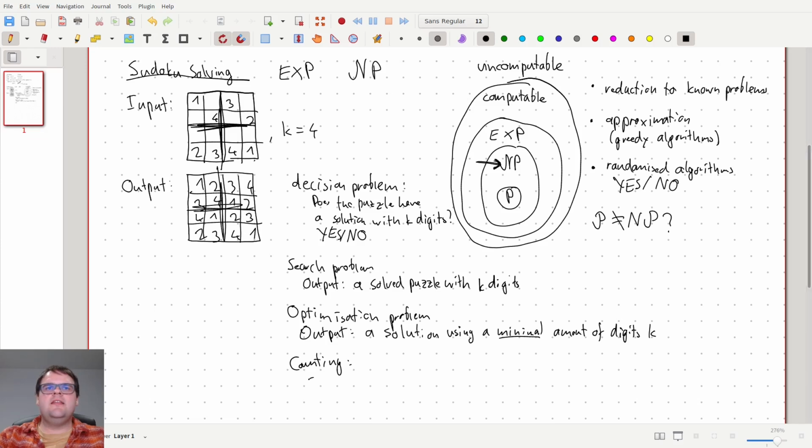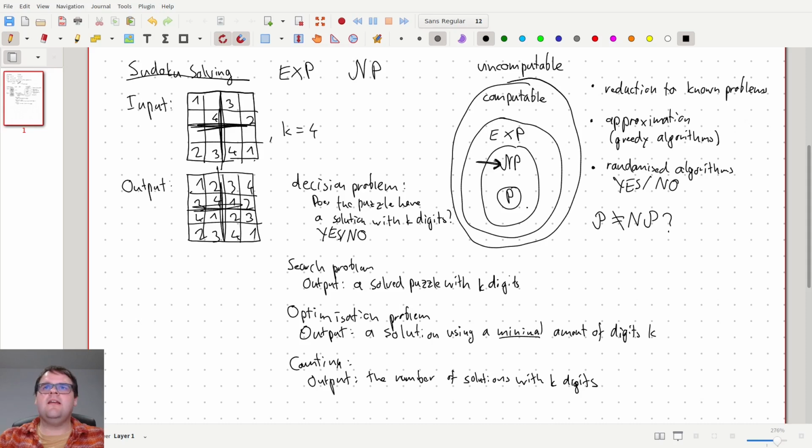And then you also have a counting problem, so the output would be the number of solutions with k digits, right? So that just counts something. And it turns out usually if you know the solution to one of these variants, you can find the solution to another of these variants. So they're all equivalent with each other. So very often we restrict ourselves to the decision problems because they're just much nicer to formalize and write down.